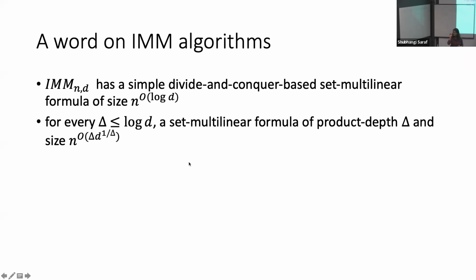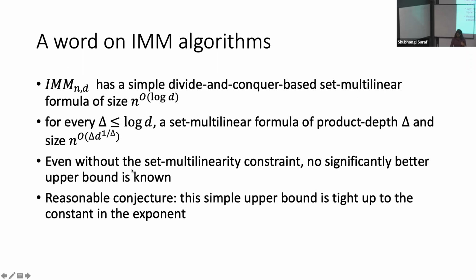That's the same bound I got when I talked about the lower bounds for set multilinear circuits. We had the n to the d to the 1 over delta, the same constant. So IMM can be computed in size n to the d to the 1 over delta, and this formula computing the IMM is set multilinear. And it turns out, even if you allow non-set-multilinear formulas, we don't know how to compute IMM more efficiently. In fact, it's conjectured that this bound is tight for the IMM. If you want to compute IMM using product depth delta, you need size n to the d to the 1 over delta.